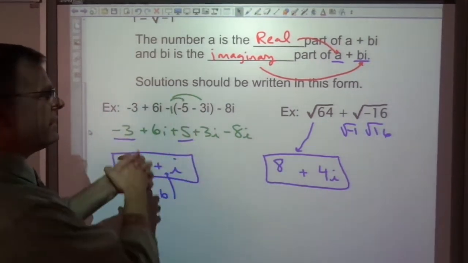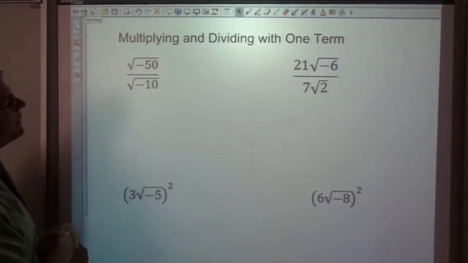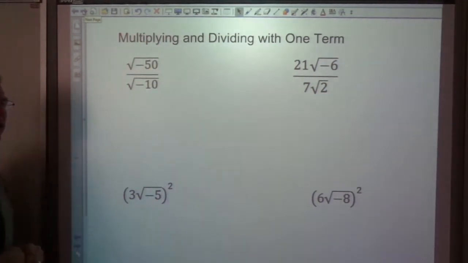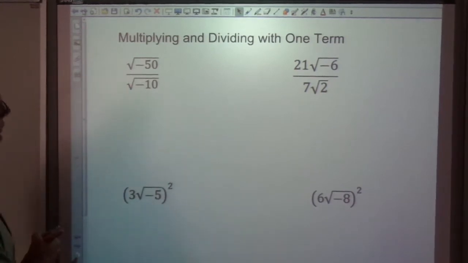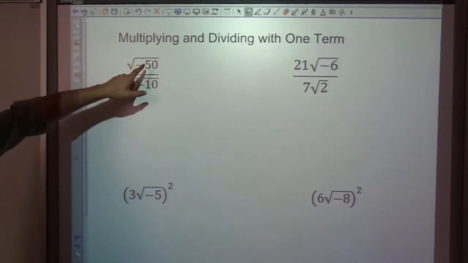Put together the things that are real, put together the things that are imaginary. Multiplying and dividing with one term. Go ahead and pause and get these examples down. And start. Okay, we can't do anything with these square roots as long as they're imaginary.